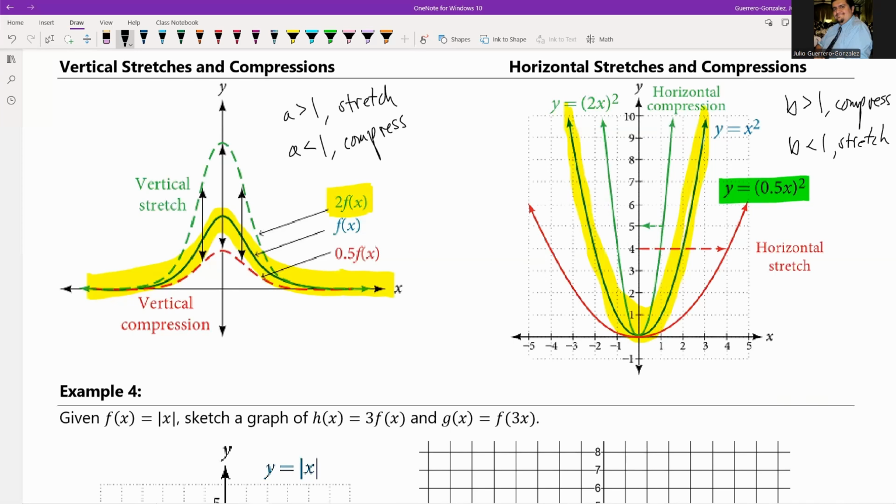Now, I haven't shown you guys, actually, let me do that. When you have over here a times f of x, and over here you have f of b times x. When your b is greater than 1, you have a compression. So you compress it horizontally in this case. And when your b is less than 1, you've got a stretch. It's going to stretch out. Those same things work backwards for the vertical stretch.